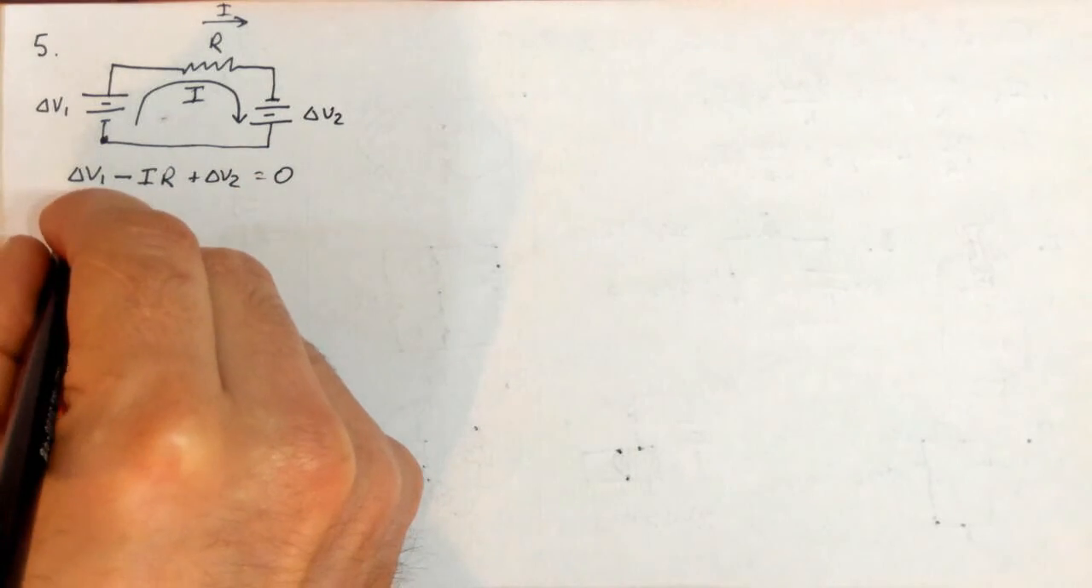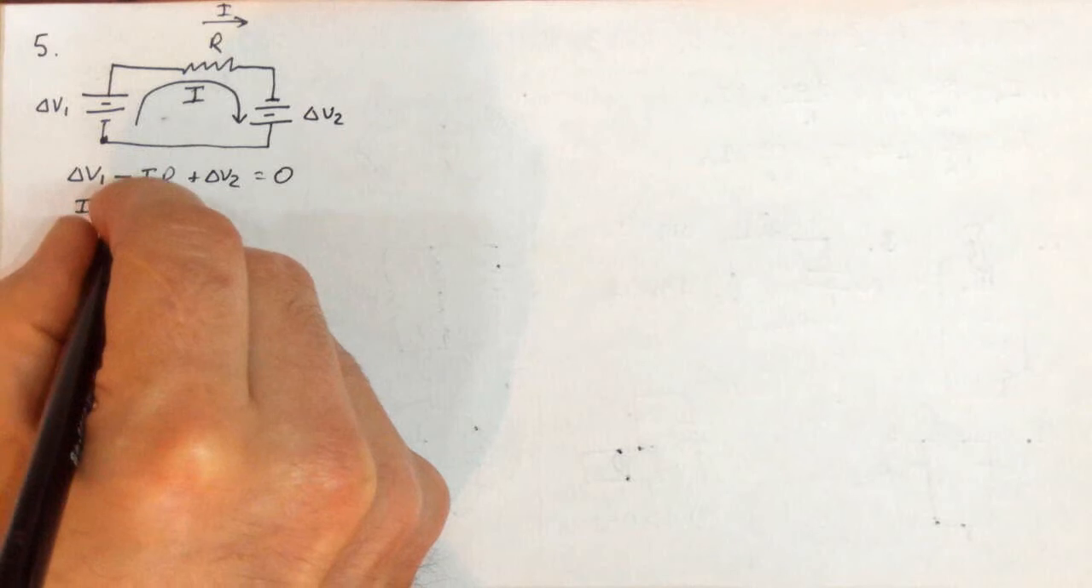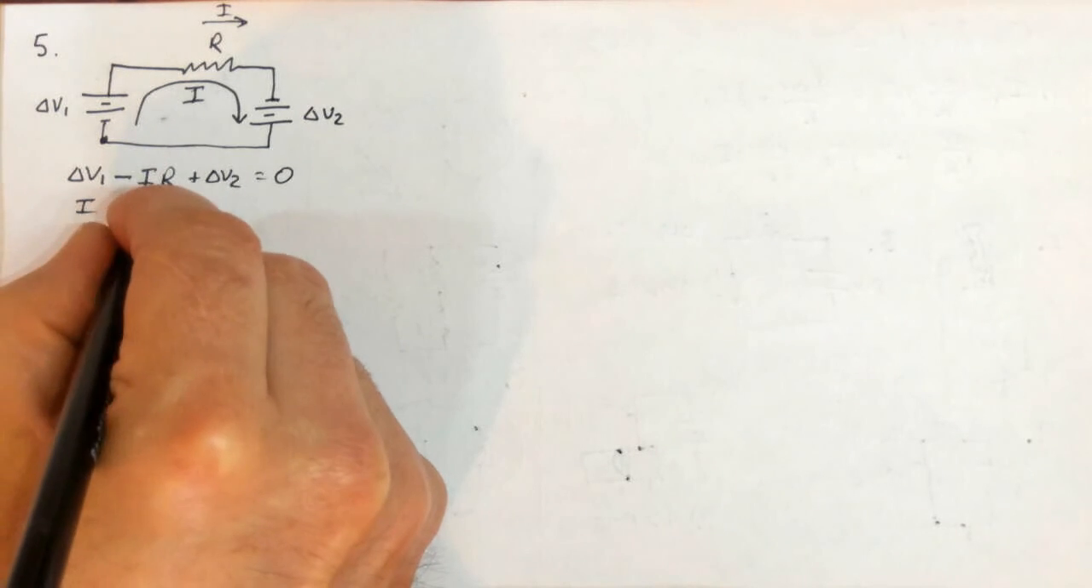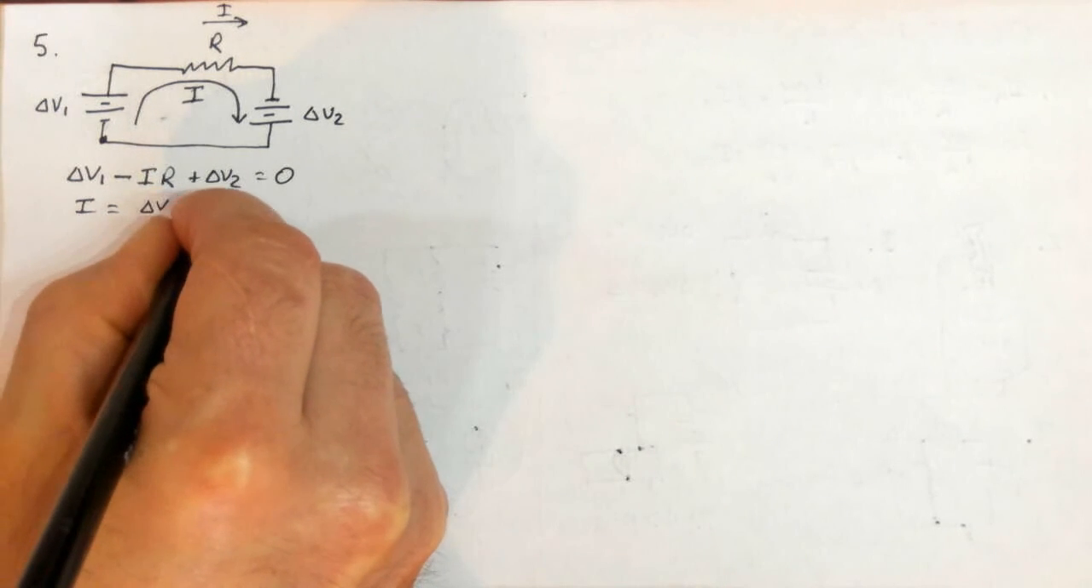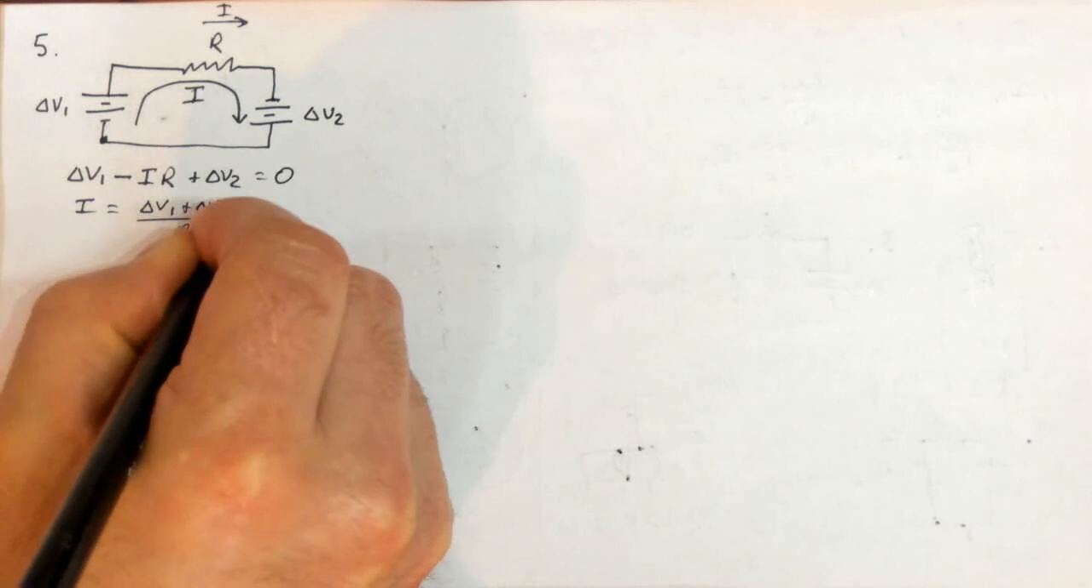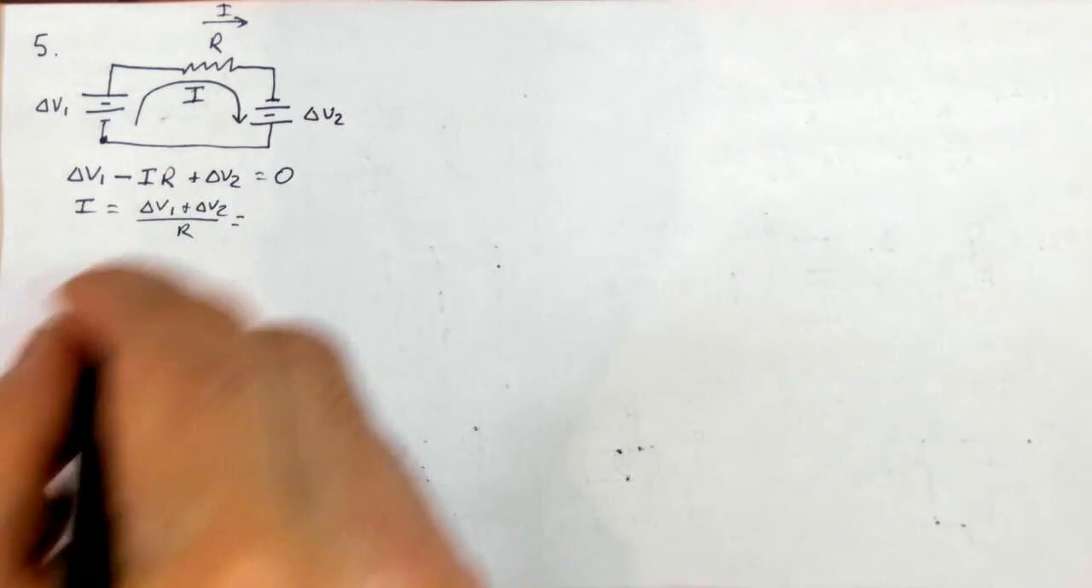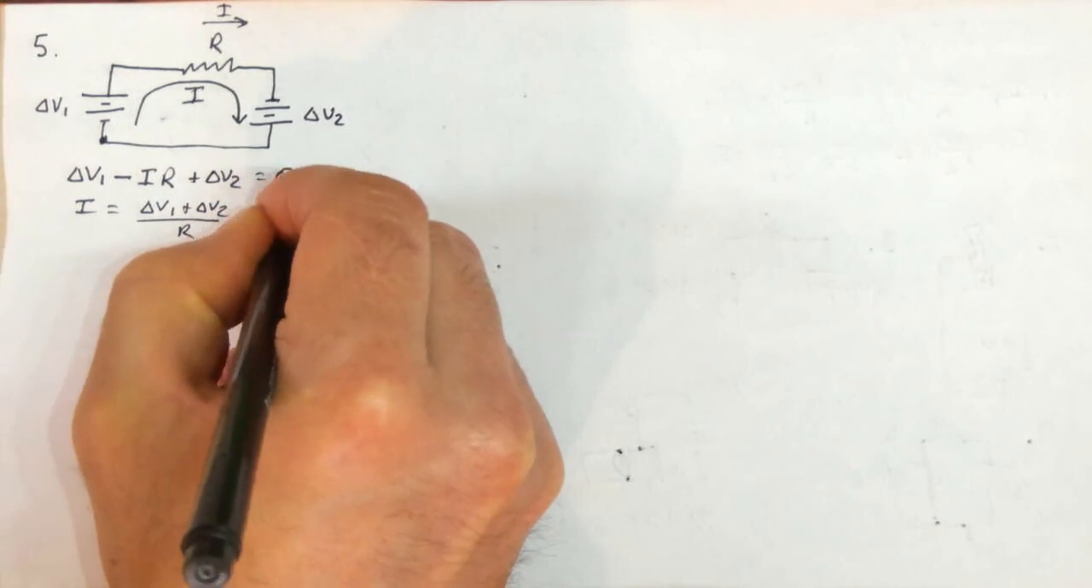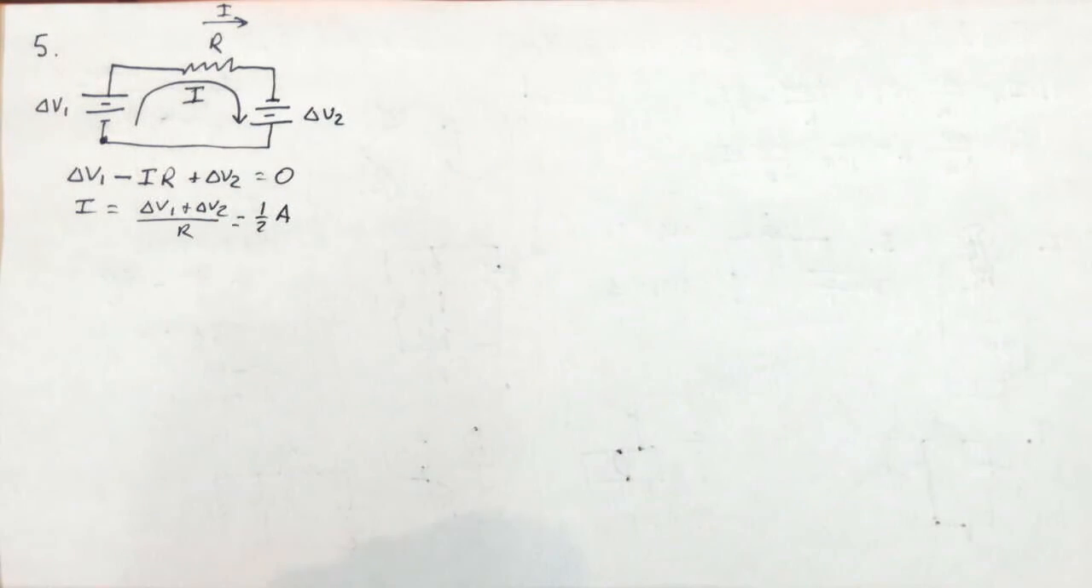And so solving for the current, I get I equals delta V1 plus delta V2 divided by R. If you plug in your numbers, you're going to get half an amp. So there's half an amp flowing through that resistor.